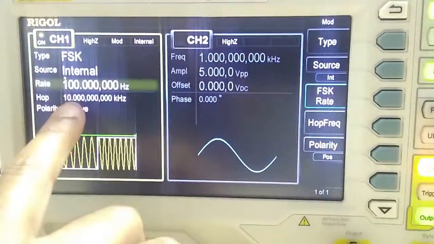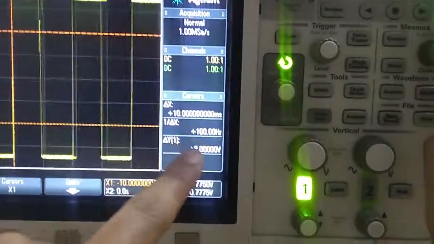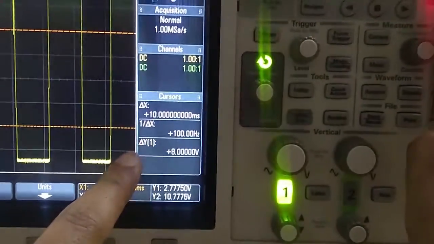That was the message frequency given here, 100 Hertz. And in the output, we're getting the same 100 Hertz here.